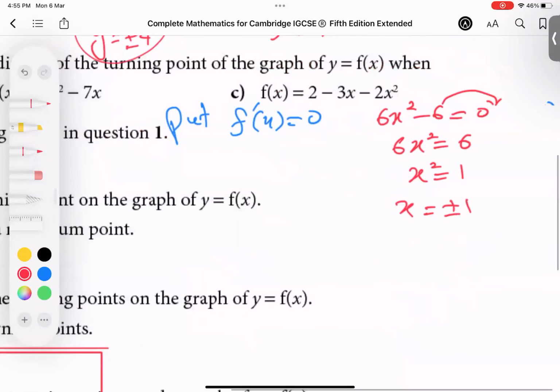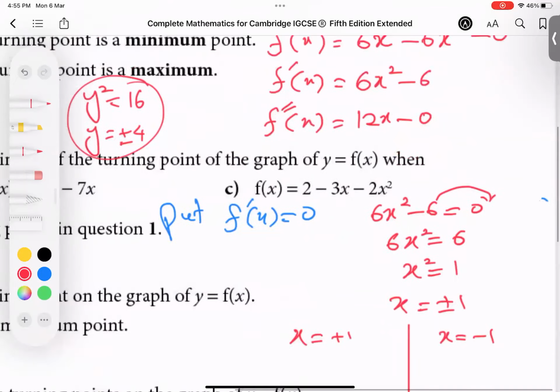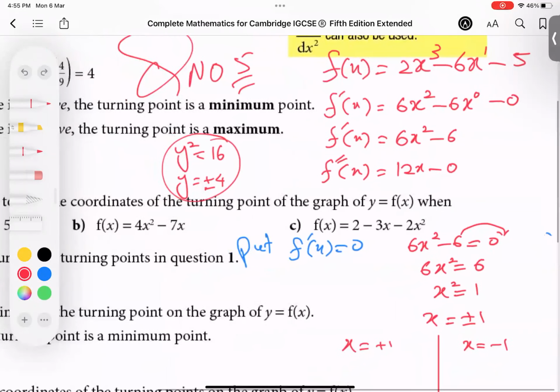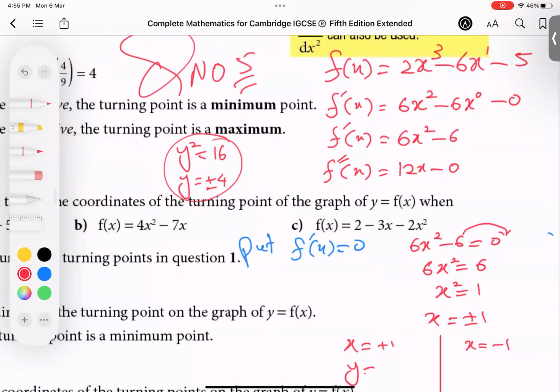So I got two answers of x. One answer is coming plus 1, one is coming minus 1. Game is not finished. I will plug in this value back in the equation and let's see what answer becomes for y. When I plug in 1 here, this becomes minus 11, 2 gone, minus 9. When I plug in minus 1 here, this becomes plus 6.